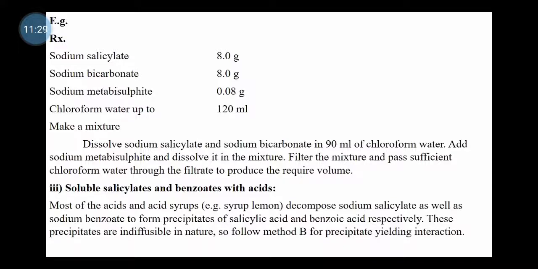Then filter that mixture and pass sufficient quantity of chloroform water through the filtrate to produce the required volume. तर त्या 90 ml च्या प्रिपरेशनला फिल्टर करायचं आहे. देन यू पास सफिशियंट क्वांटिटी ऑफ क्लोरोफॉर्म वॉटर अँड मेक अ रिक्वायर्ड वॉल्यूम ऑफ दॅट प्रिपरेशन, ट्रान्सफर टू युअर कंटेनर, cork it, label it and submit that preparation.